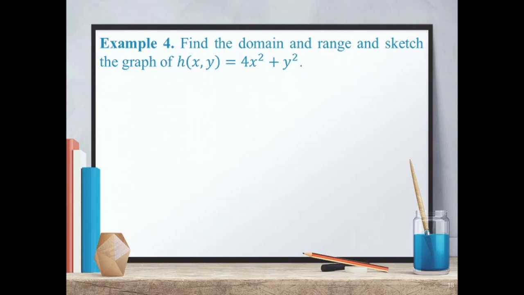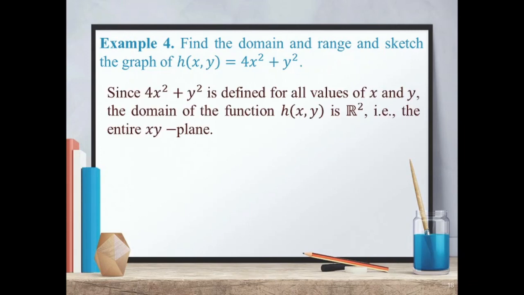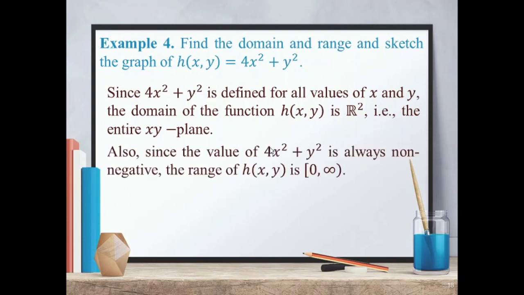Next example: find the domain and range and sketch the graph of h(x, y) = 4x² + y². Obviously 4x² + y² is defined for all values of x and y, and therefore the domain is the set of all ordered pairs of real numbers, that is R², the entire xy plane. Also, as 4x² + y² cannot be negative, it is always non-negative, the range of h is the set of non-negative real numbers, the closed ray [0, ∞).